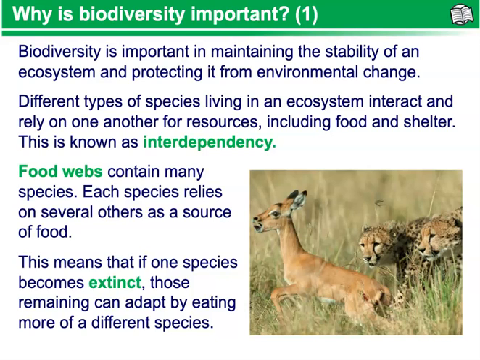Food webs contain many species. Each species relies on several others as a source of food. This means that if one species becomes extinct in that particular environment, those remaining can adapt by eating more of a different species.